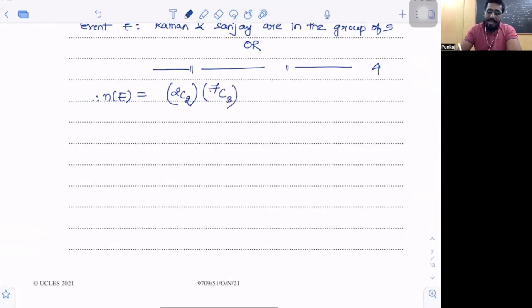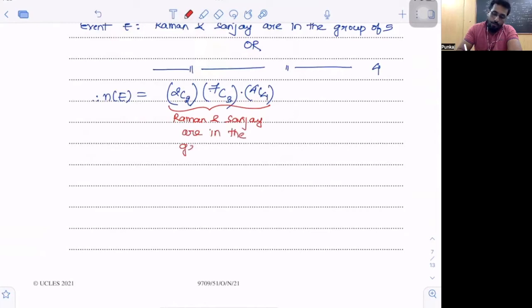right? 7C3. That means out of the 7 people, 3 people are selected. In the group of 5, 2 are already there, so a total of 5 people are done. Now 4 places are left and 4 people are left. So it's 4C4, isn't it? That's one possibility when Raman and Sanjay are in the group of 5. So I will just write it over here. Raman and Sanjay are in the group of 5.